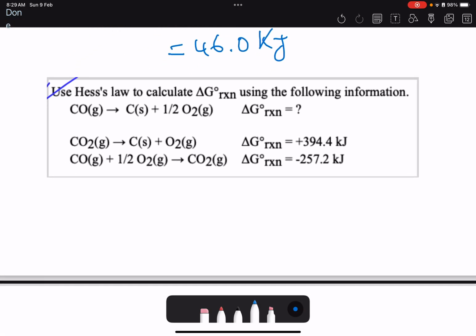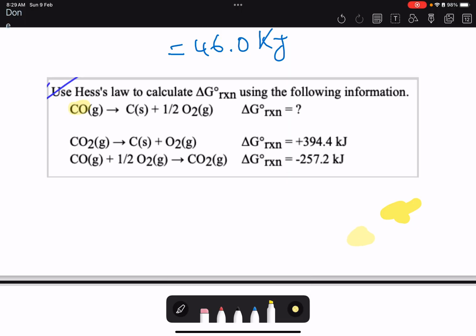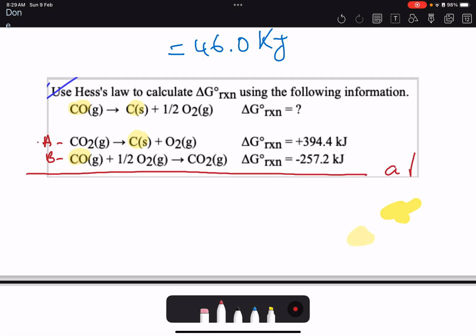Again, using Hess's law, calculate the delta G of the following using the following information. As I'm telling you, you search and look for the substance. So CO, where can I find it? I'm going to change the color or make it faint. This CO, I can find it over here. I have it in the right place as a reactant and with the same coefficient. So do nothing to this equation. So equation A and equation B, I'm not going to do any changes for B. Now, carbon solid is over here, also in A, and nothing to be done. So nothing to be done to A, nothing to be done to B. So simply, we are going to add them.